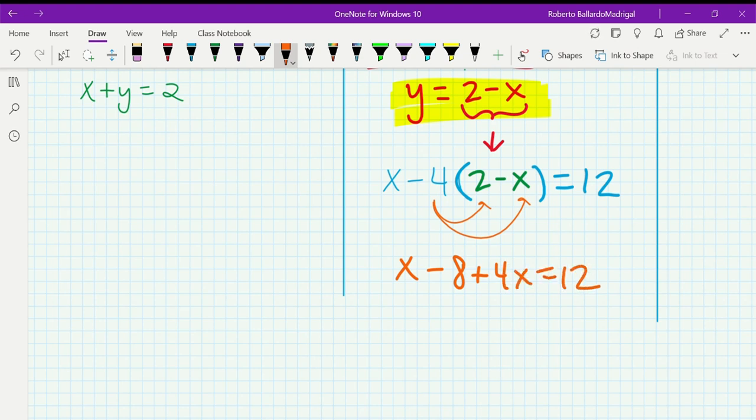Once again, x minus 8 plus 4x equals 12. How do I clean this up? Combine like terms. And what are the like terms that I can combine here? 4x and x. If I have 4 x's, and I add another x, I get 5 x's total. This is going to equal 5x minus 8 equals 12.